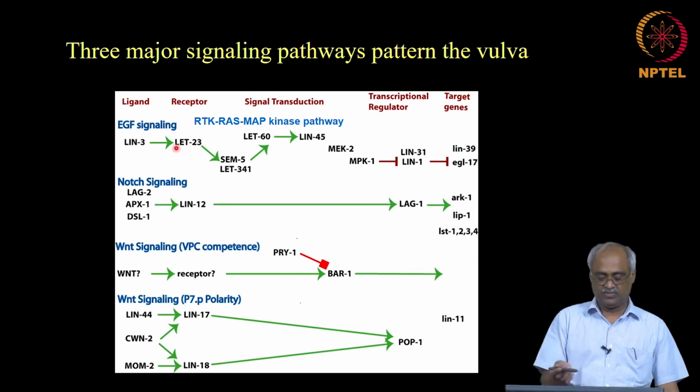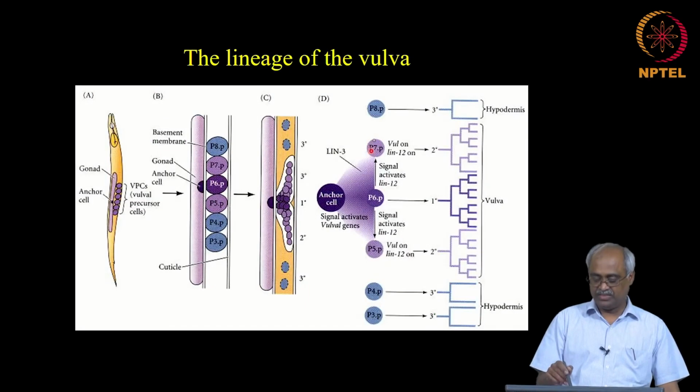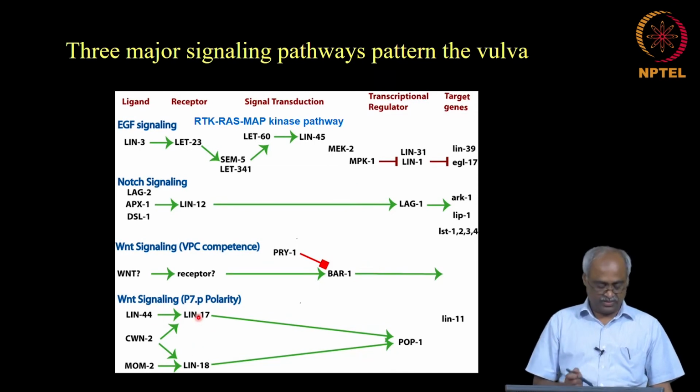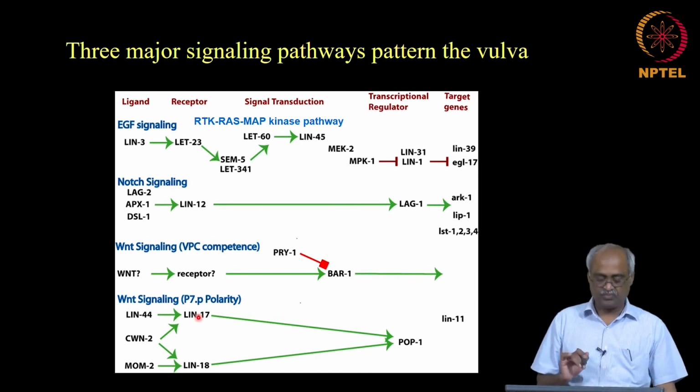So, you have EGF signaling, Notch signaling. Notch signaling works in making sure these two remain as secondary fate and they do not become primary, and Wnt signaling as well as another instance of Wnt signaling. All of this comes from these kinds of approaches.